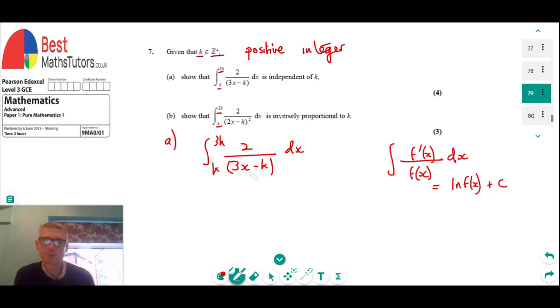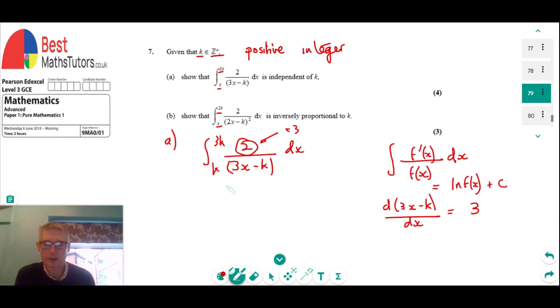So we can see by looking at the bottom of this fraction that the top is nearly the differential of the bottom line. In fact, if we were to differentiate 3x minus k with respect to x, then we would actually just get 3, because k is a constant there. So if we could make the top of this fraction equal to 3, then the top of the fraction would be the differential of the bottom.